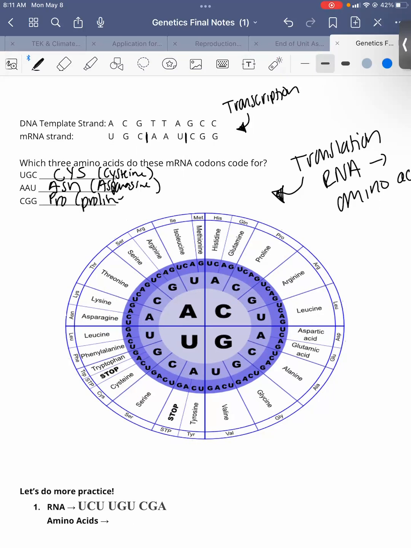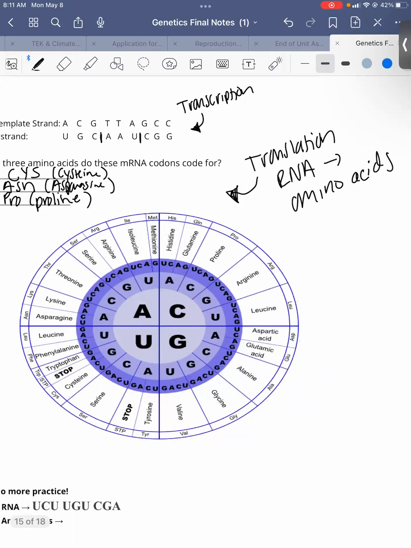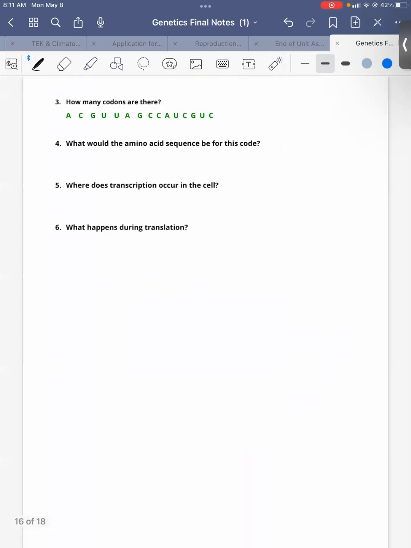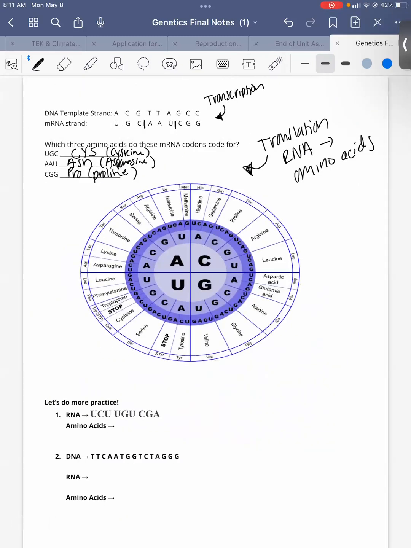So you're doing translation right now. This is what the ribosome does. It reads that RNA and it spits out the amino acids that it codes for to build a full protein. At this point, you guys are just going to finish on and get some practice in. Reach out with any questions.